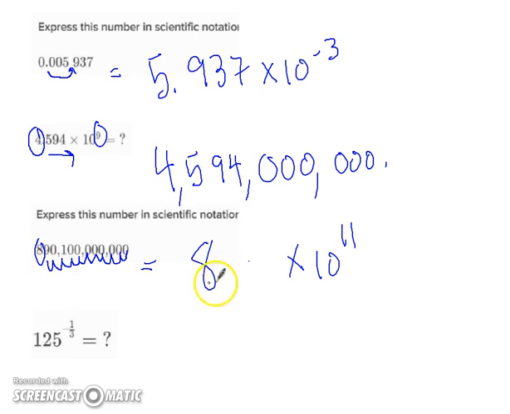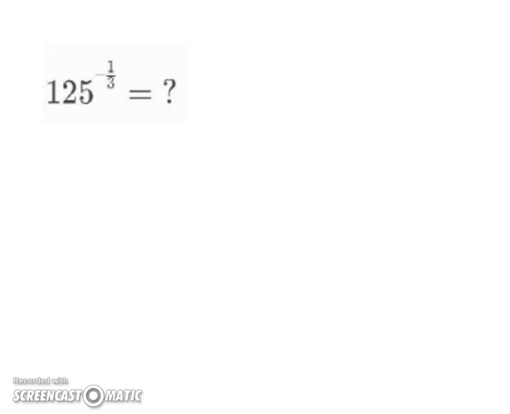Now, if I wanted to be more accurate, I could include the 9, the 0, and the 1. 9, 0, 1. But the only thing that matters is the 8 followed by 11 digits. And then I need to talk about this fractional exponent in a second. All right, so this is a fractional exponent. So we talked about regular exponents.